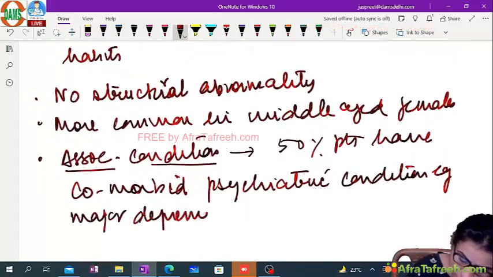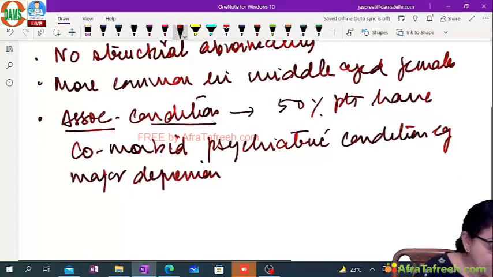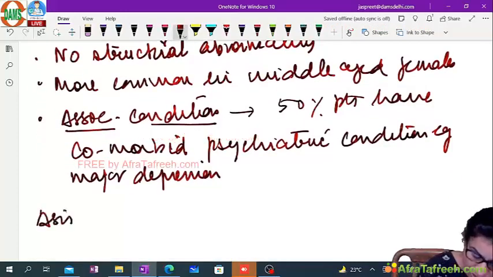So 50% of these patients have comorbid psychiatric conditions like major depression. Okay, now diagnosis. How do you make a diagnosis?